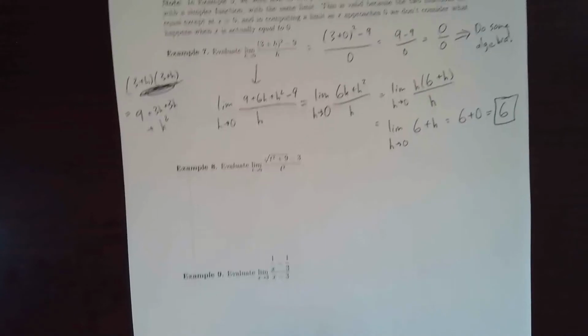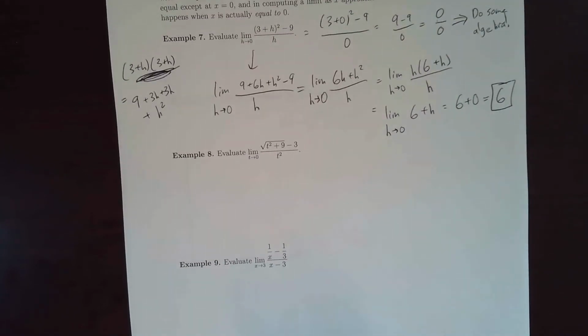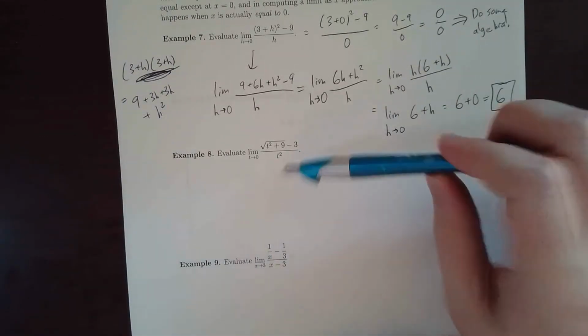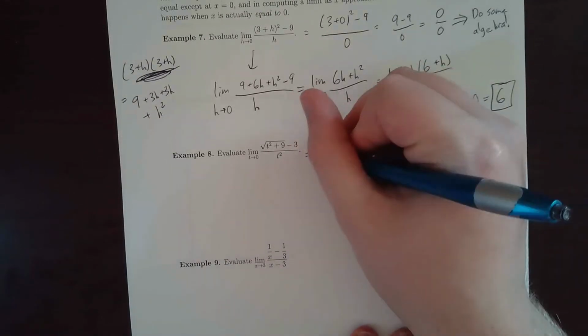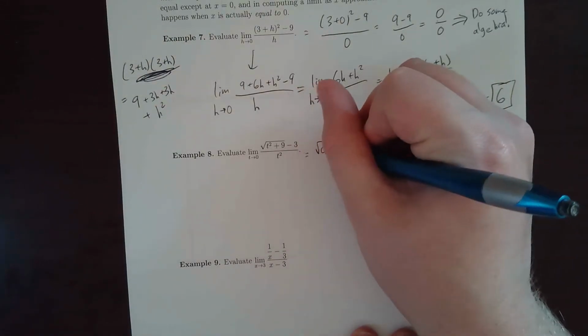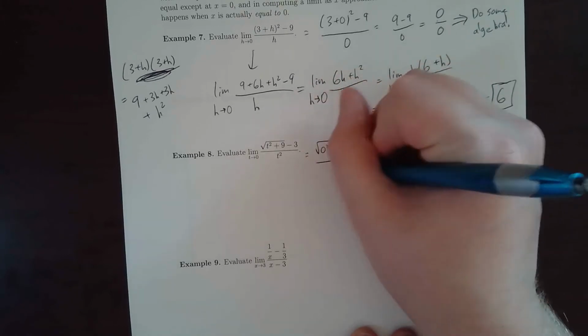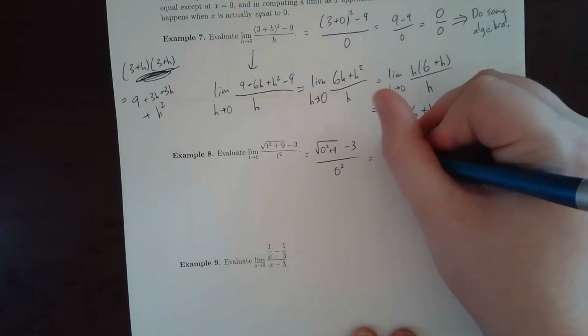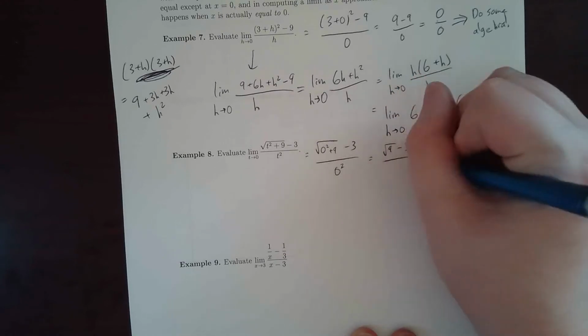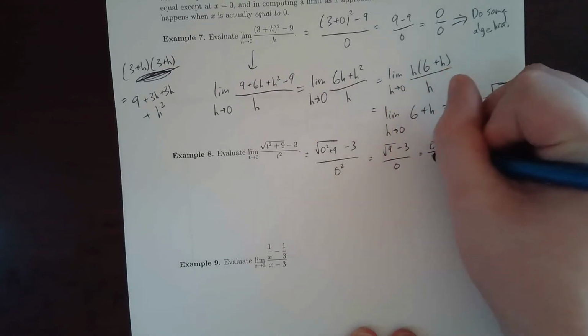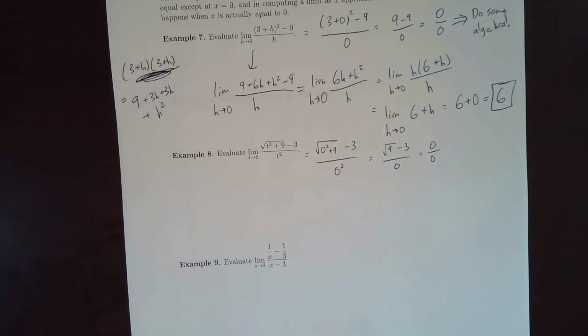For our second limit, we're going to try to employ a little bit of a different technique. Again, we should plug in first to make sure that we end up getting an indeterminate form. When we do this, we'll get the square root of 0 squared plus 9, minus 3, over 0 squared, or just the square root of 9 minus 3 over 0, which is 0 over 0. So this tells us to do some algebra.